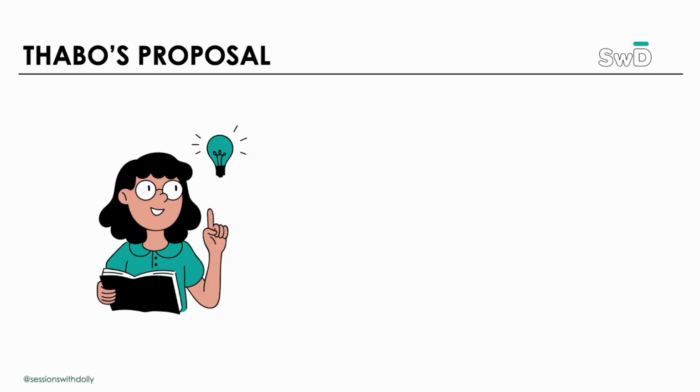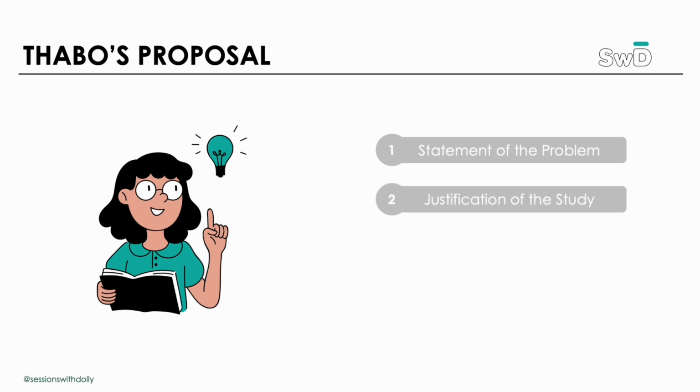Let's get on it. Before we go into it, let's recap what we have discussed so far. Firstly, we discussed the statement of the problem, where we talk about what we know about the problem, and then explain why it's important to know more about it. That is where the justification of the study comes through, where you're justifying your need to know more about the problem.